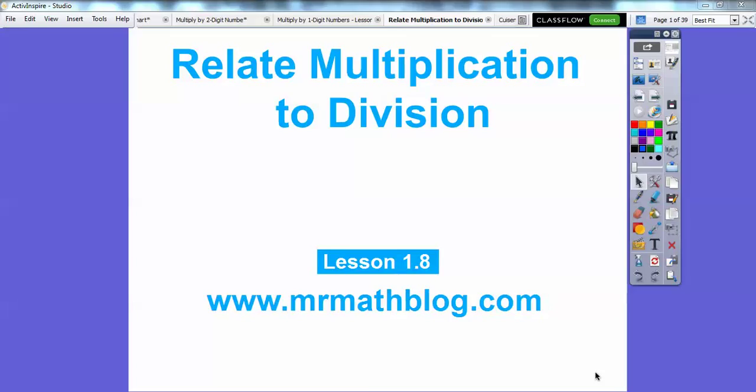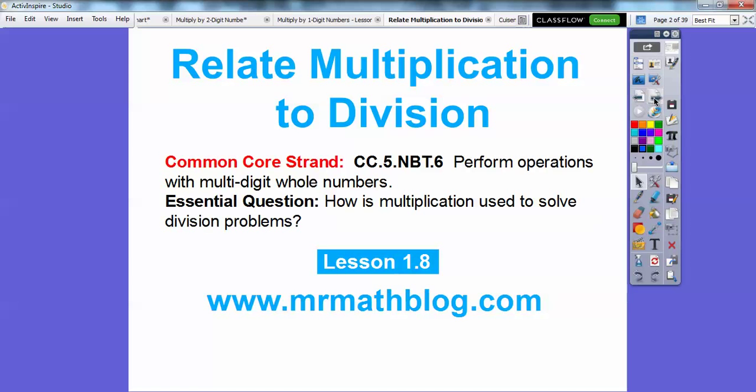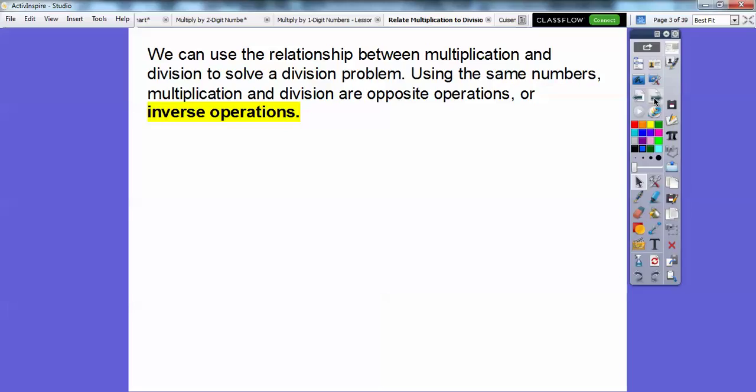So here we're going to use some grids, an array, and we're going to use the reverse distributive property. This is our eighth lesson in chapter one. Here's our Common Core strand, and then our question is, how is multiplication used to solve division problems? We can use the relationship between multiplication and division to solve division problems.